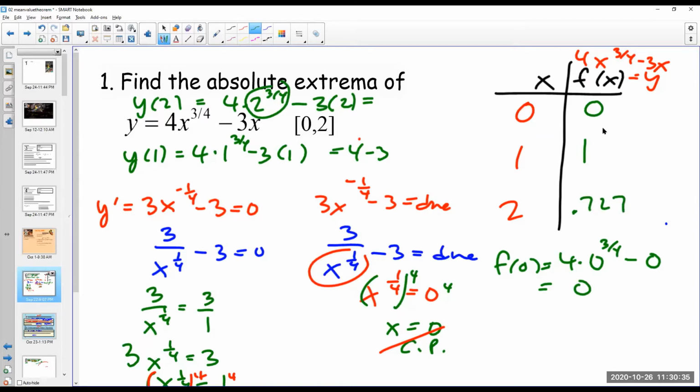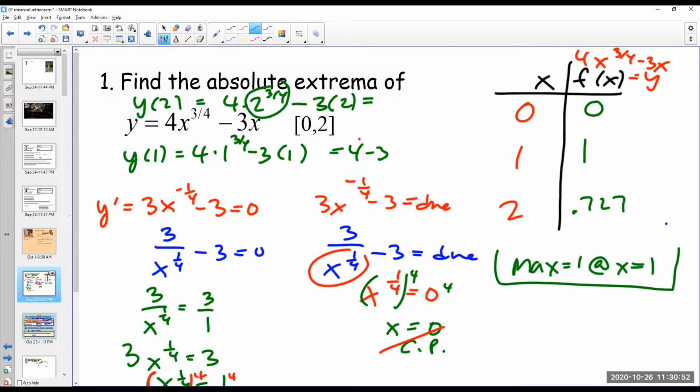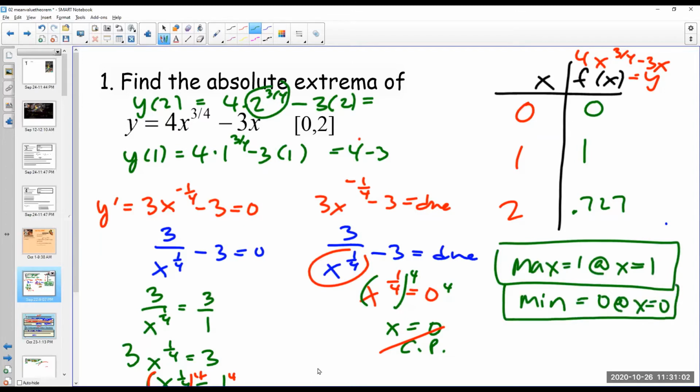So guys, once you fill out your candidates test, these were all the candidates for the largest and smallest value. There are no more candidates. So what's my largest value? I'm going to say max equals 1 at x equals 1. What's my minimum value, my smallest value? 0, and where does that happen? x equals 0. That answer almost seemed too easy, but that is my answer. That's my max and that's my min. Any questions on absolute extremas? It's exactly how you do it.